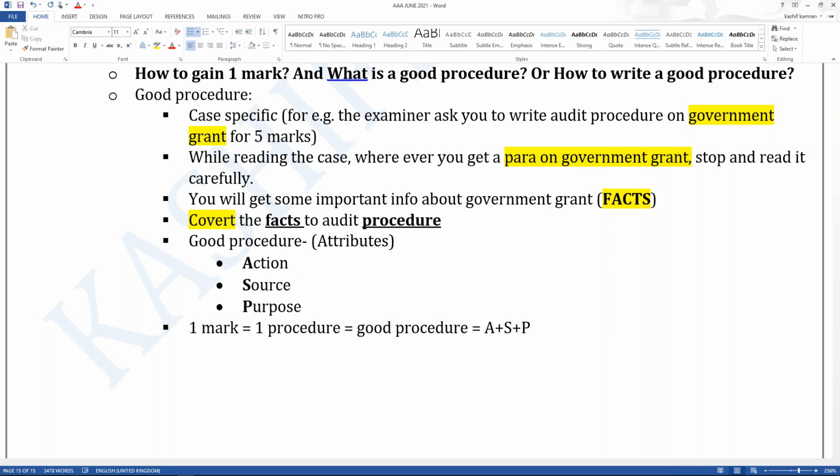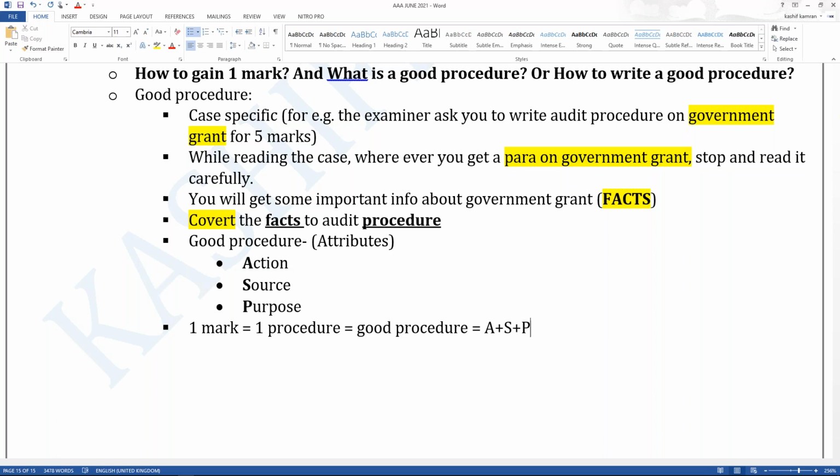Now, if you write a procedure when you are practicing at home and any of the attributes is missing, you will not get 1 out of 1. Suppose you write A and S, but you don't write the P, you will get half a mark. Suppose you write A and P, but you don't write the S, you will get half a mark. So if you miss any of the attributes, how many marks will you get? Will you get 1 out of 1? No, you will get 0.5 out of 1, right?